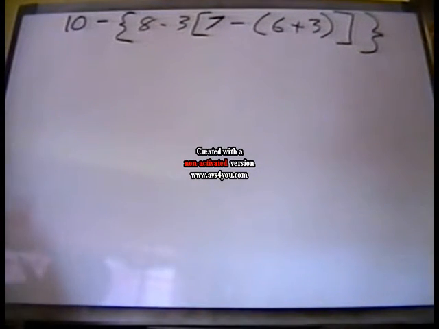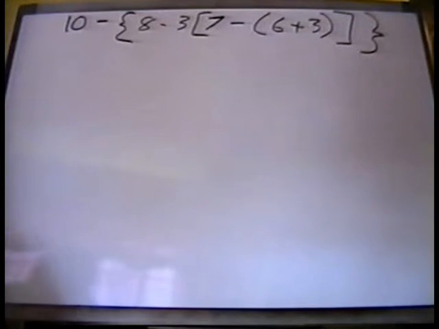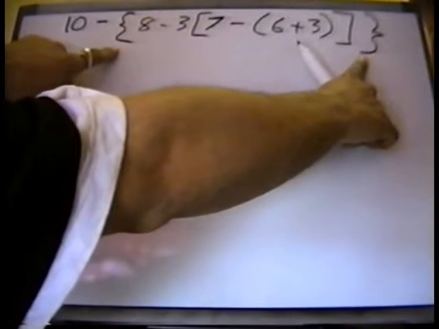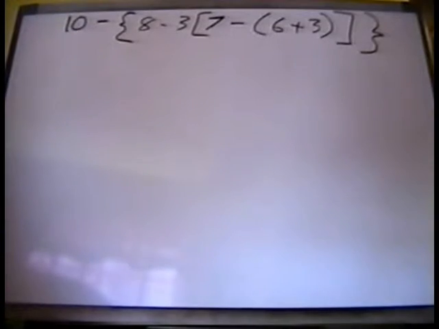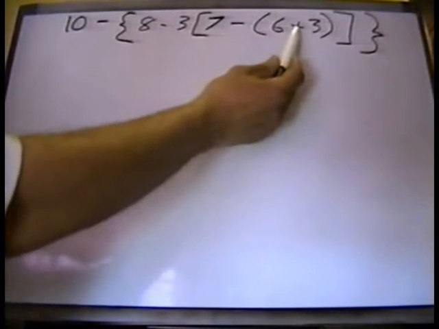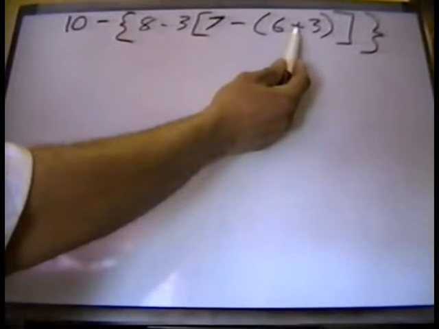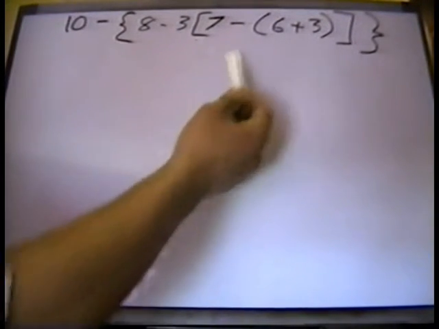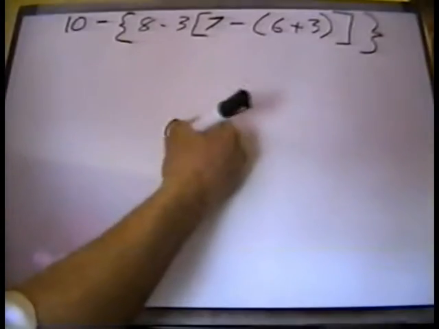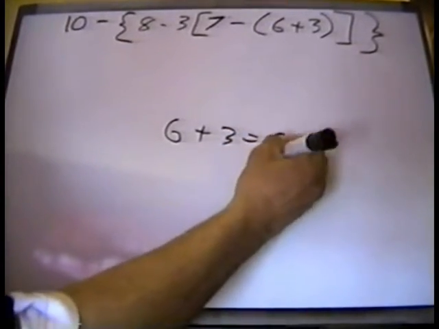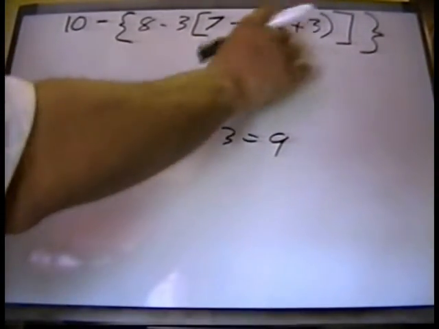Okay, we have 3 sets of grouping symbols. We got braces, okay, we got brackets, and we have parentheses. Now the first thing you're going to evaluate is this portion here. That's 6 plus 3. Now 6 plus 3 is 9. So we're going to replace all of that with 9.